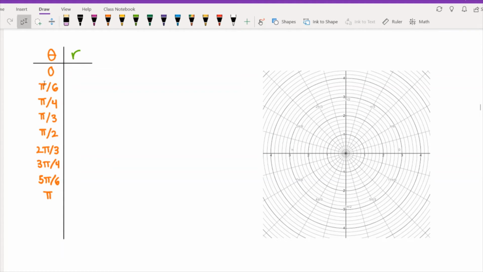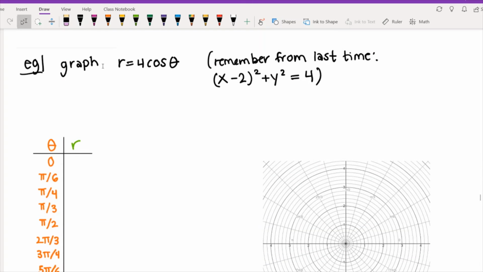Okay, so basically what we're going to do is plug in different angles. And I'm going to color code this a little bit. It's not so important on this example, but I think it might help on the next example we do. So I'll do it here as well. We're basically just plugging in the different angles and seeing what we get for r. So for example, if we plug in 0 for theta, we get r is equal to 4 times cosine of 0. Cosine of 0 is 1, so we have 4 times 1, which is 4.